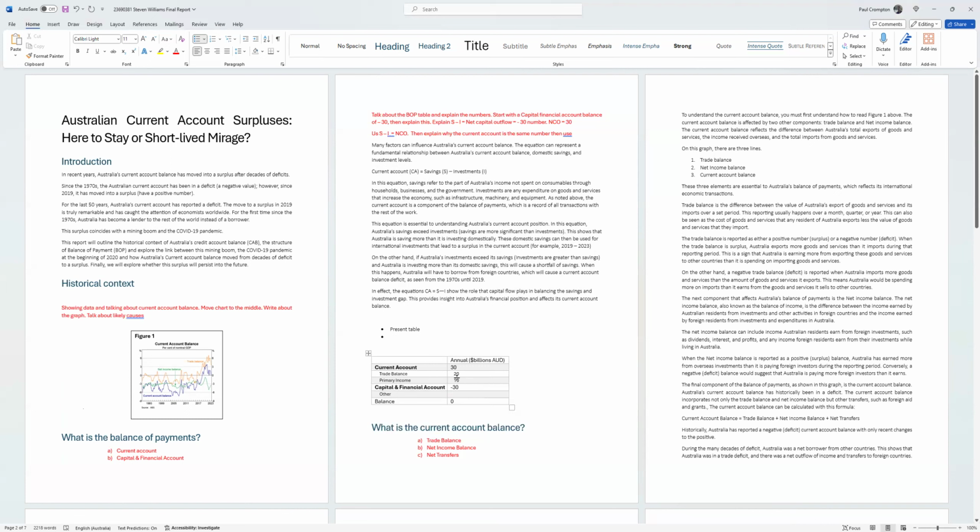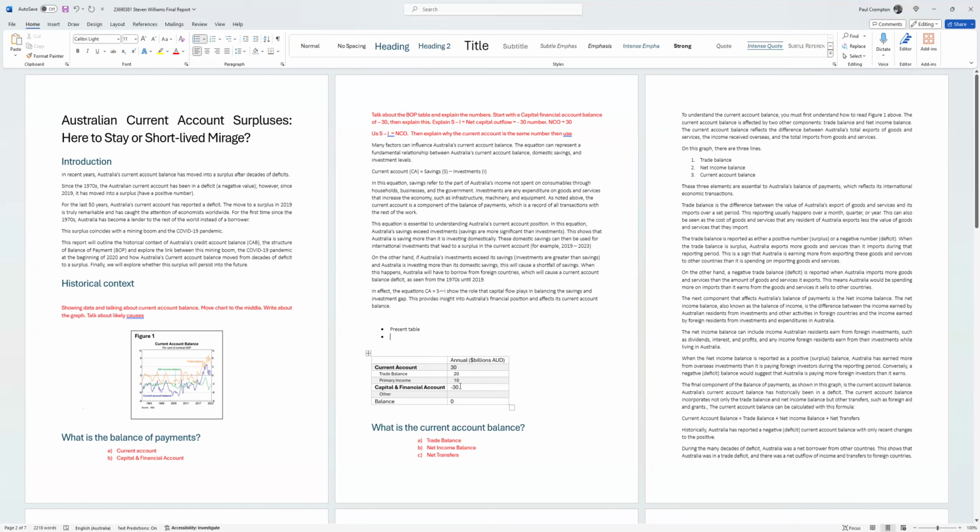So once you've discussed the overall structure of the balance of payments, then talk about the numbers. What a lot of people do is they just present a table like this and they just leave it up to the reader to magically figure out what these numbers mean. You've got to explain what these numbers actually mean. So once you've explained the table, then focus on the capital financial account.